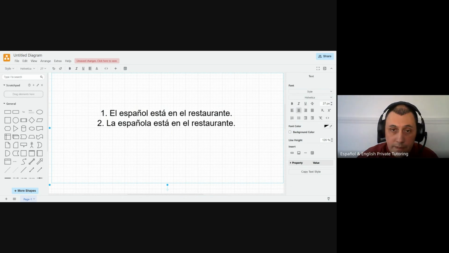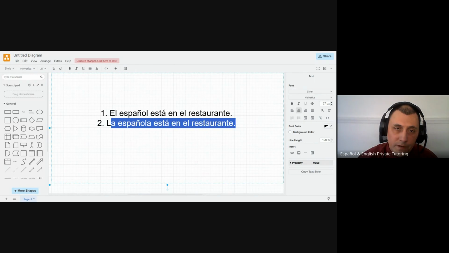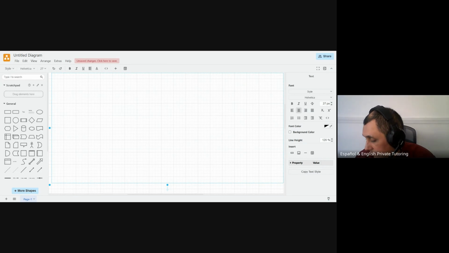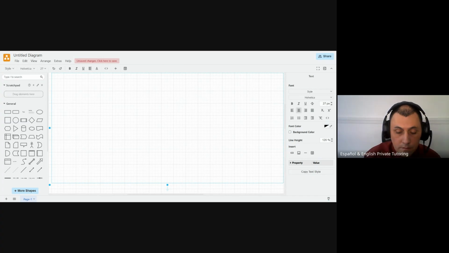On page 108, we are going to talk about adjectives that precede the noun. So normally adjectives in Spanish go after the noun they describe, but not always. It can also go before the noun they describe. So the book is saying, bueno, okay. Bueno is an adjective which means good.